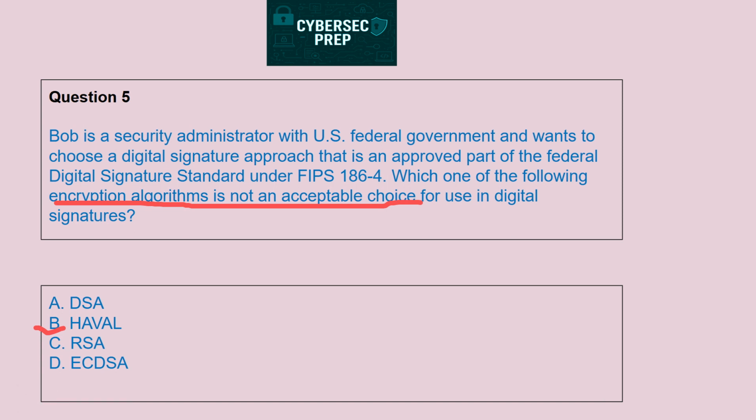While hash functions are used as part of the digital signature process, they do not provide any encryption. So, hence, our right option is option number B, Havel. Let's move on to the next question.